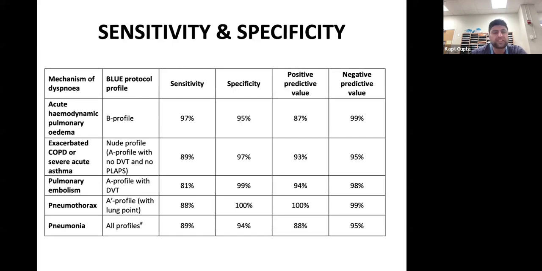Coming down to sensitivity and specificity, all of these are highly sensitive and specific. We see here negative predictive value of pulmonary edema is 99%, and pulmonary embolism can also be diagnosed. Pneumothorax is easily diagnosed, and even pneumonia sensitivity and positive predictive value is quite high.